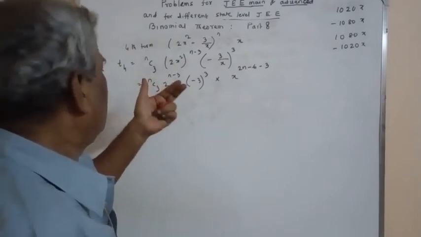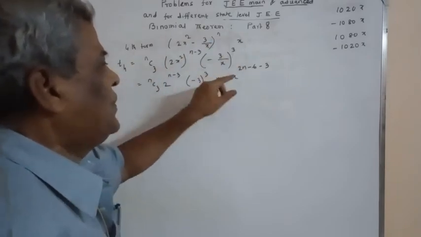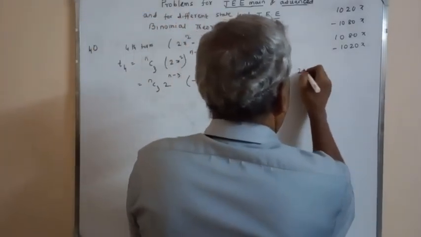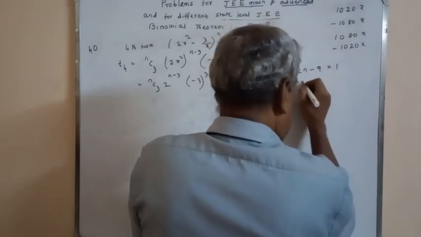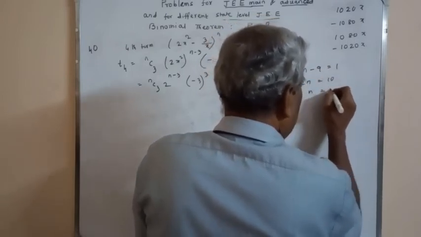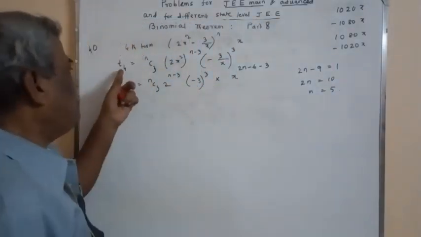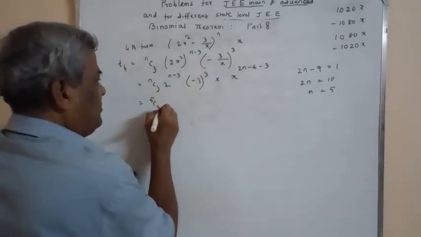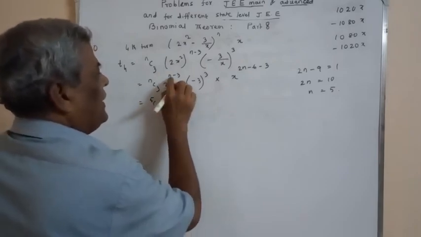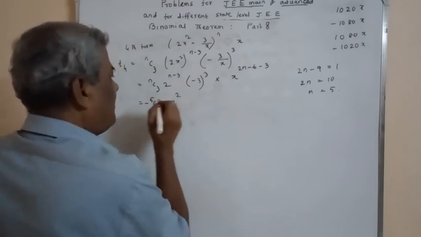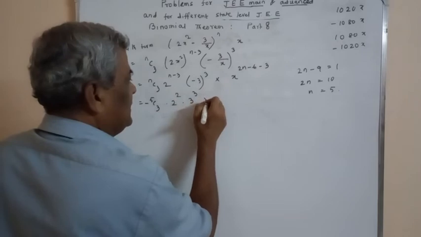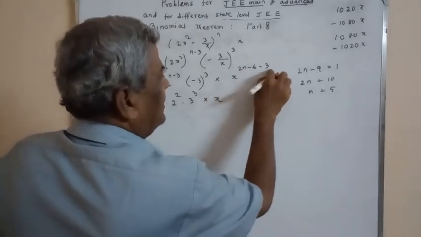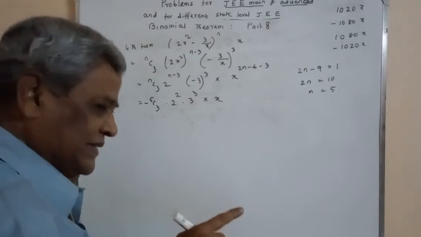As per our condition, T4, that is this, will contain x. So this is simply x, that is, the power is equal to 1. So we have 2n − 9 is equal to 1. So 2n is equal to 10, n is equal to 5. Now T4 is this, now n is 5. So it is equal to 5C3 into 2^(5−3) into (−3)^3 into x to the power 10 − 9, that is x to the power 1. It must have x to the power 1.